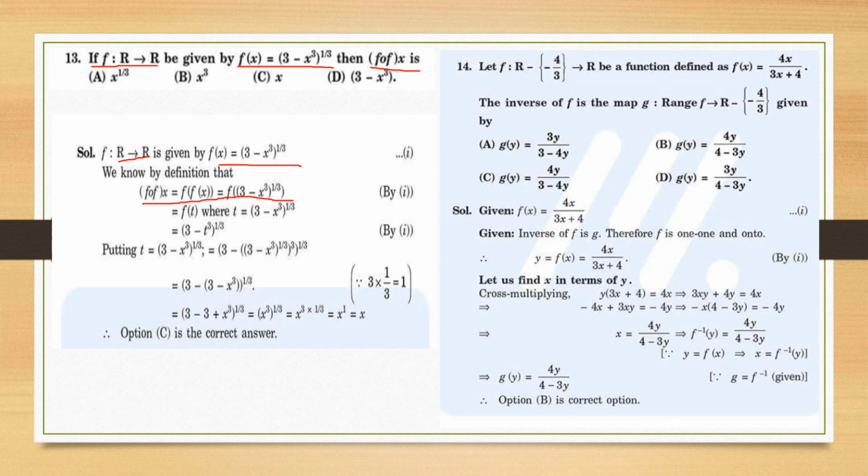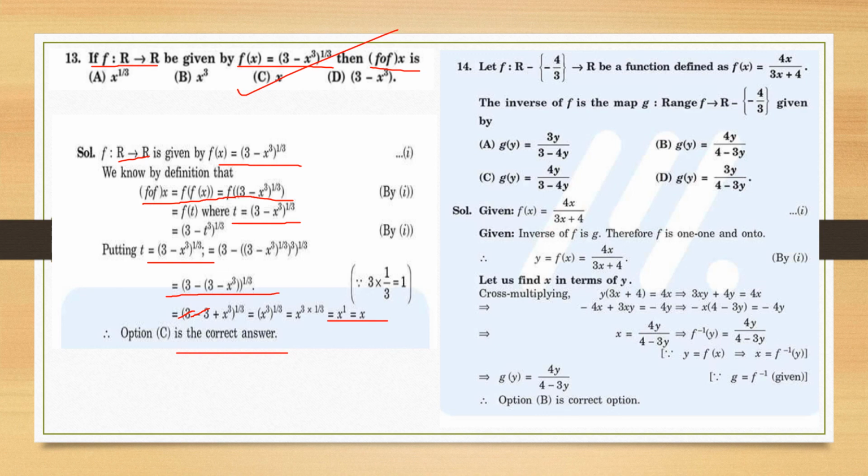So in place of f(x), you have the function (3 minus x cube) raised to power 1 by 3, which is of the form f(t), where t is (3 minus x cube) raised to power 1 by 3, right? So it becomes of the form (3 minus t cube) raised to power 1 by 3. Now I have to put the value of t as this, by equation number 1. So I'll get (3 minus x cube) raised to power 1 by 3. After opening it, you will get that 3 and 3 will get cancelled and I'll get just x. So option number C is my correct answer. So it's an easy question.